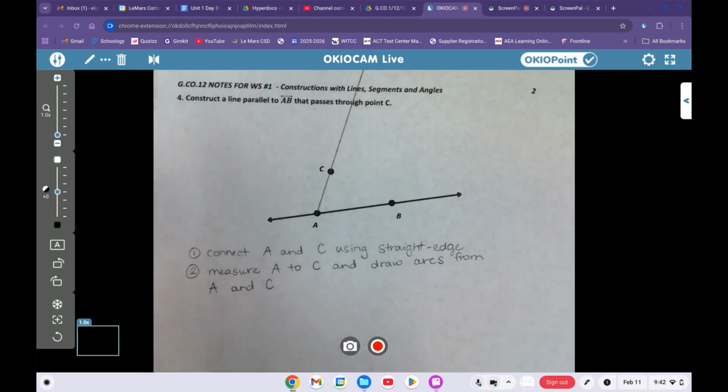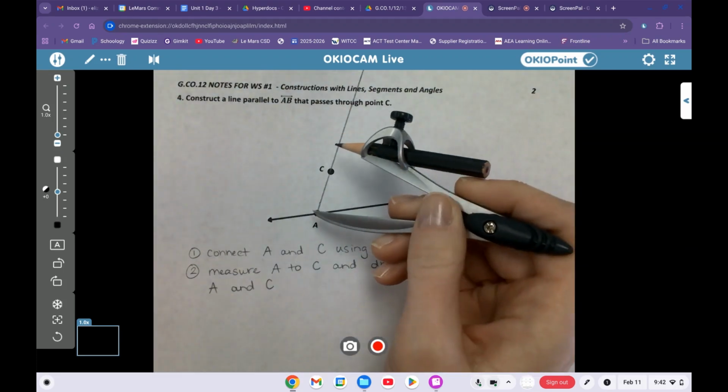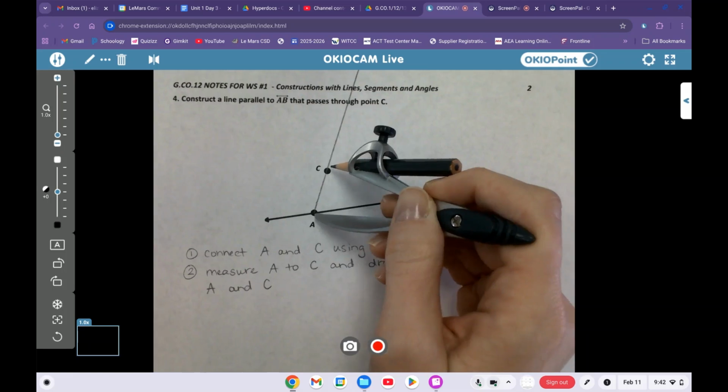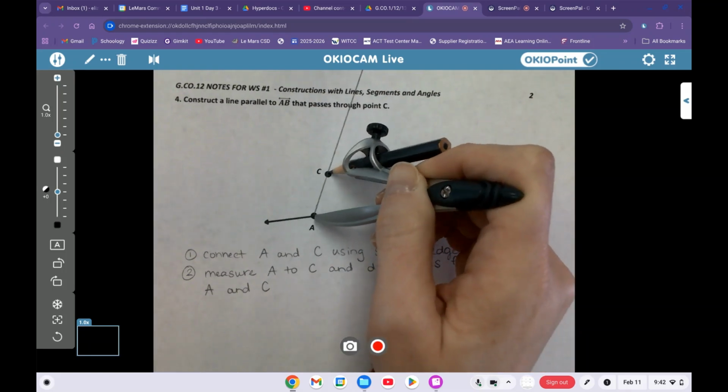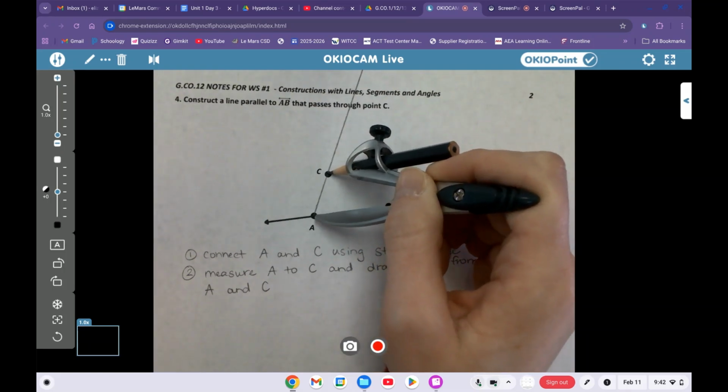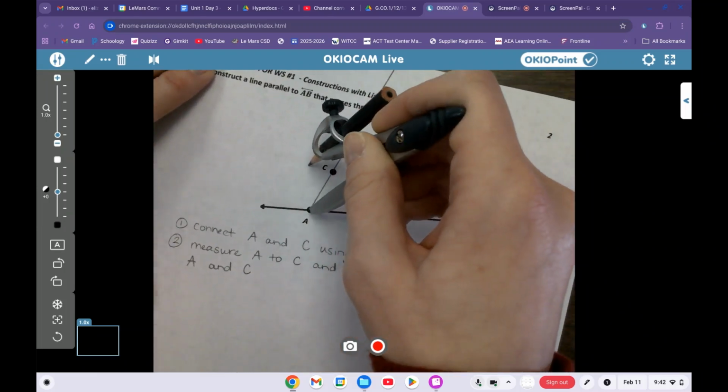Okay, so I'm going to grab my compass now. Using my compass, I'm going to measure A to C here. So dot to dot. Okay, so I've got it about there. And I'm going to draw two arcs. We're going to do one right here where we have a position. So I'm just going to take my paper and I'm going to move it.